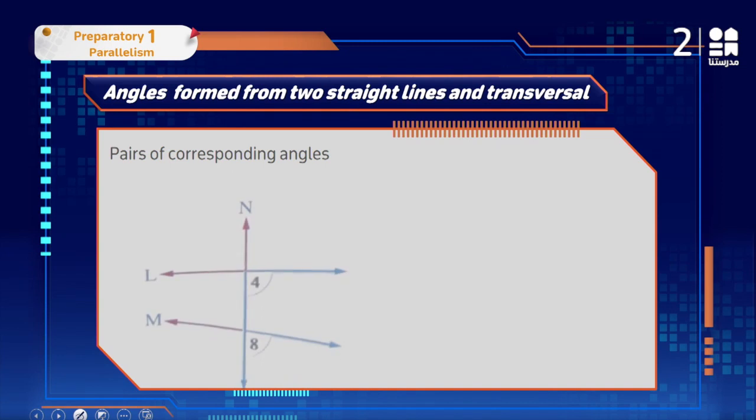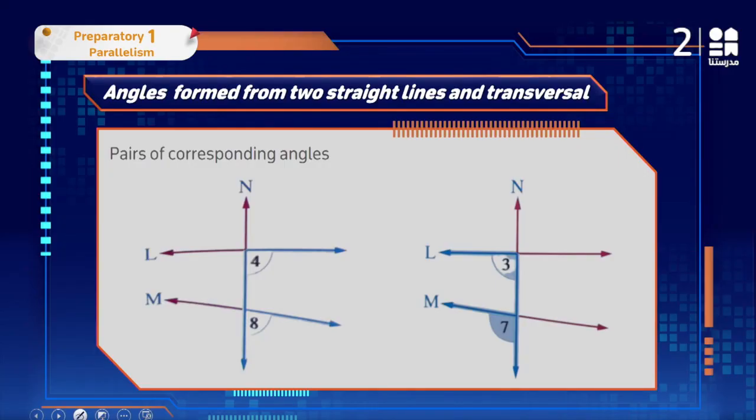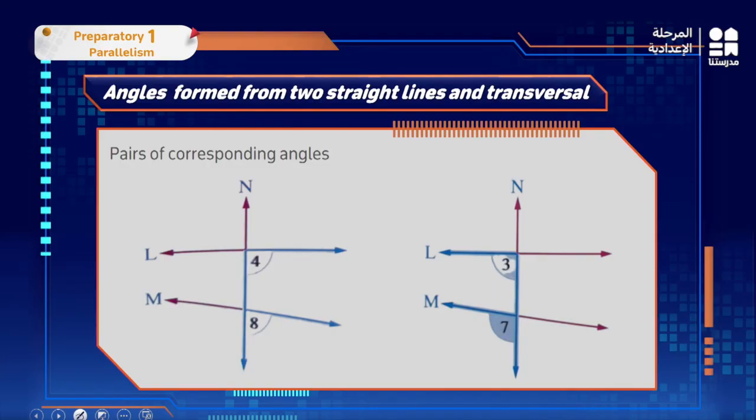Pairs of corresponding angles. And here we have to focus on 4 and 8. The 4 is under the first line, which is L, and 8 is the same, under the second line, which is M. So both of them are under. Or here, 3 and 7. 3 is under the line, but on the second side, and the same for 7, under the line. So both of them should be under the line on the same side, or above the line and on the same side. So we have 4 and 8 corresponding angles, 3 and 7 corresponding angles.